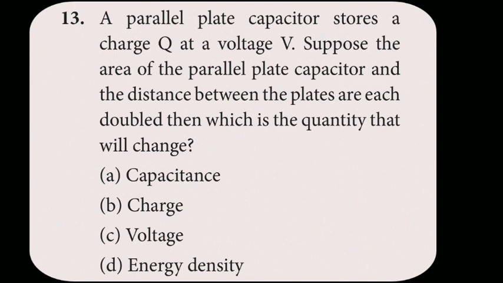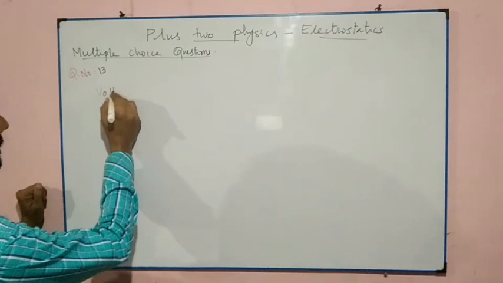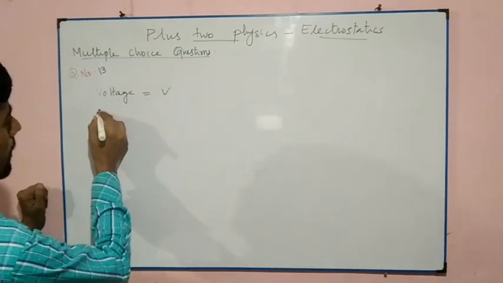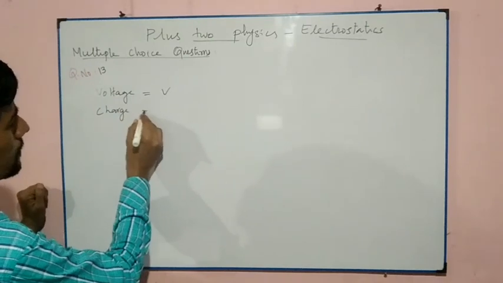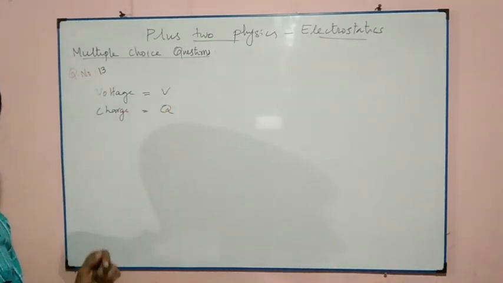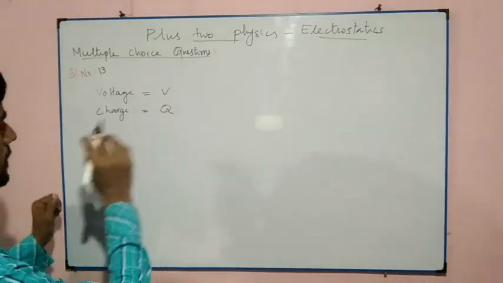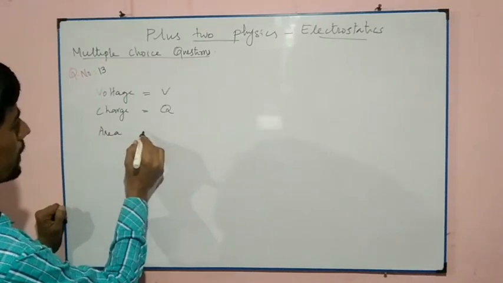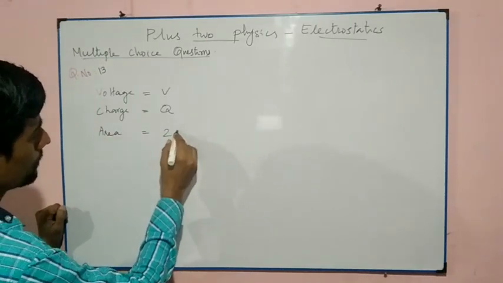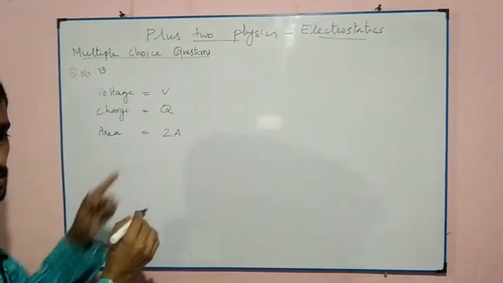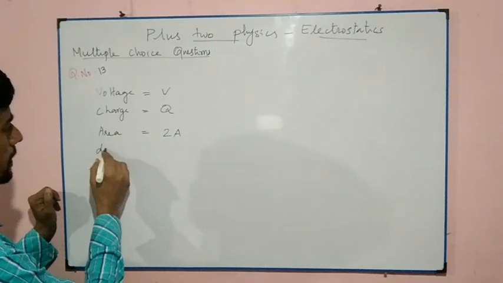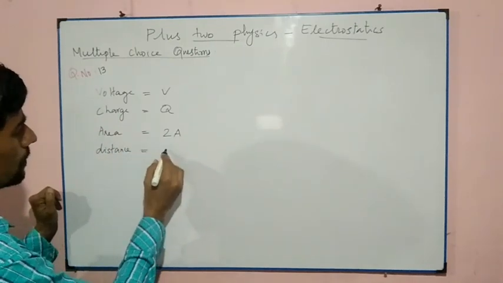Okay, now let us discuss. So the voltage and charge are given. Voltage across the capacitor is equal to V and charge on the capacitor is equal to Q. Both these quantities remain constant. There is no change. And which are the quantities which are changing? Only the area of the plates and the distance between the plates. Both are changing. So area of the plate is changed to 2A because it is given in the question. It is doubled. Similarly, the distance between the two plates is also doubled.